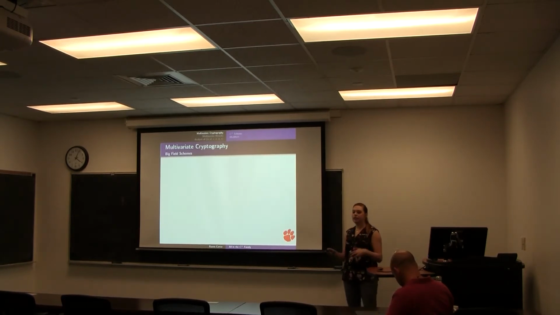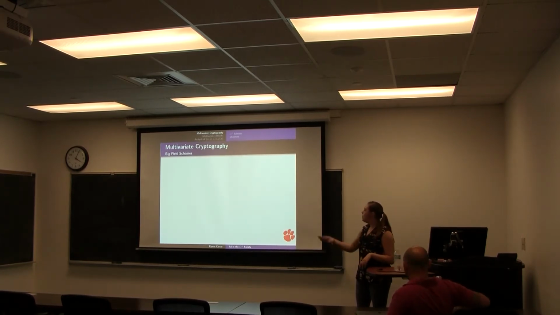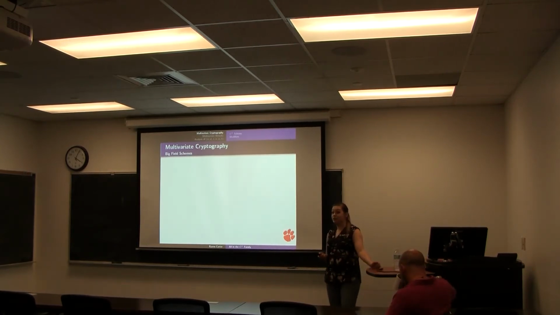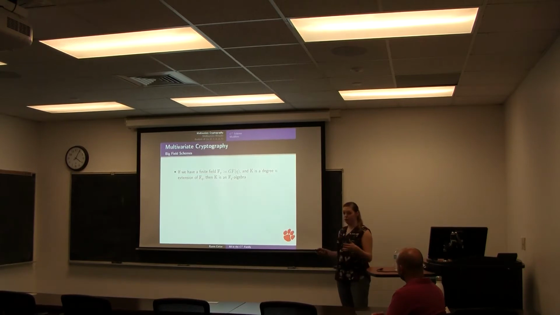This is a type of post-quantum cryptography where the difficulty lies in the hardness of solving a system of nonlinear equations. A specific subset of multivariate cryptography is big field schemes. Those are schemes that rely on the fact that if we have some finite field FQ, so just some field with Q elements in it, and K is a degree n extension of FQ, then K is going to be an FQ algebra.